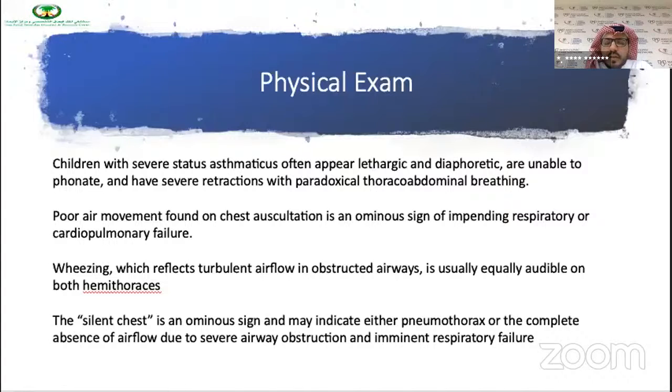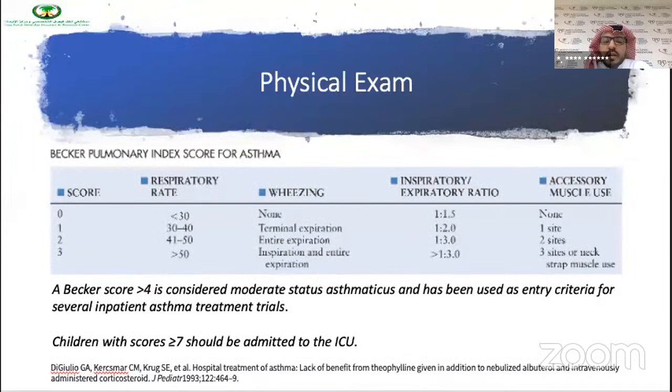Usually expiratory wheeze alone is found in mild to moderate illness, whereas expiratory plus inspiratory wheeze is present in moderate to severe status asthmaticus. Several clinical asthma scores have been used to objectively assess the severity of status asthmaticus. One of them is the Becker Pulmonary Index score for asthma. It was modified recently to determine the severity by rating the acuity of 4 clinical characteristics, which include respiratory rate, wheezing, inspiratory-expiratory ratio, and also accessory muscle use. The advantage of this score is that it does not require PEF measurements.